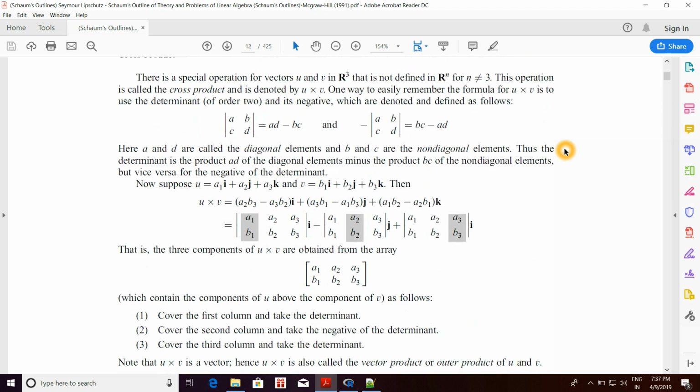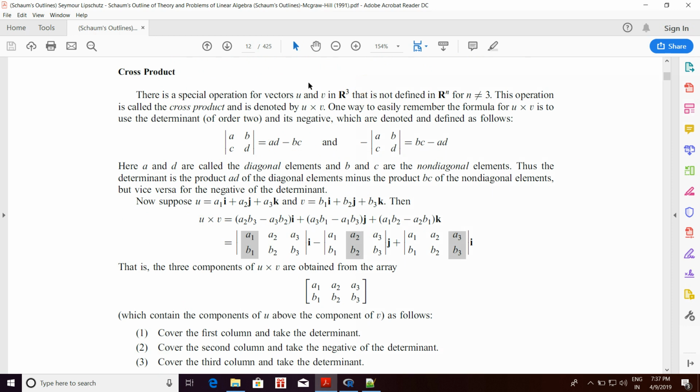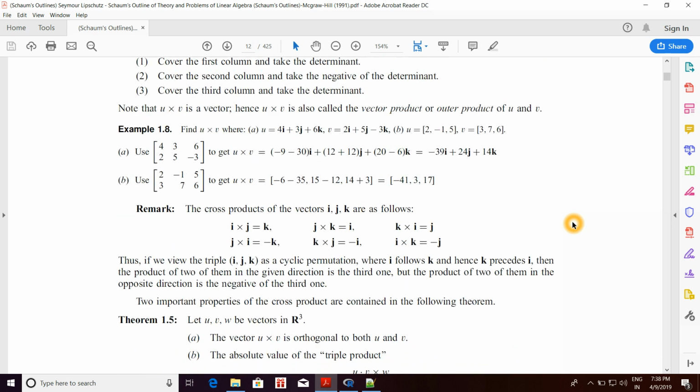So the cross product is a special operation for vectors u and v in R cube that is not defined in R to the power n for n not equal to 3. It is defined only for n equal to 3. First of all, we have to learn how to calculate the cross product of two vectors. And by the way, the cross product of two vectors is a vector, not a scalar like the dot product.